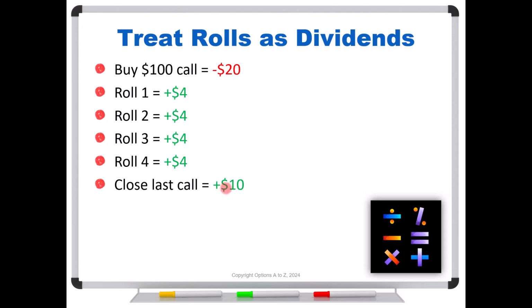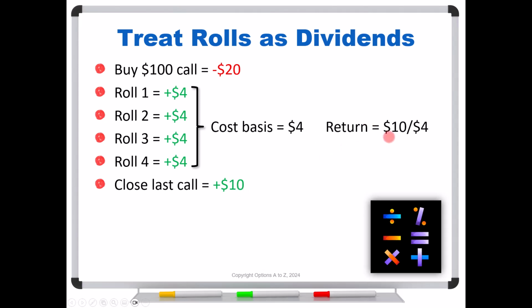Now, here's the mistake that most people make. They'll say, let's look at the 16 bucks that I've collected compared to my $20 that I spent, and they'll say, well, therefore my cost basis is now 4. I spent 20, I've collected 16, I now have $4 into it. So if I close this last call for 10 bucks, my return is 10 divided by 4, or 150%. Well, it just isn't. That's the misperception. That's not the way to do it.